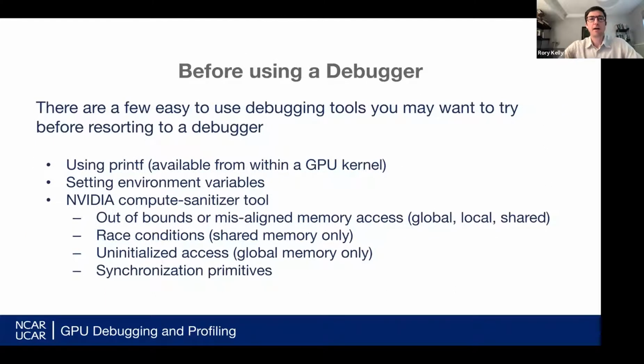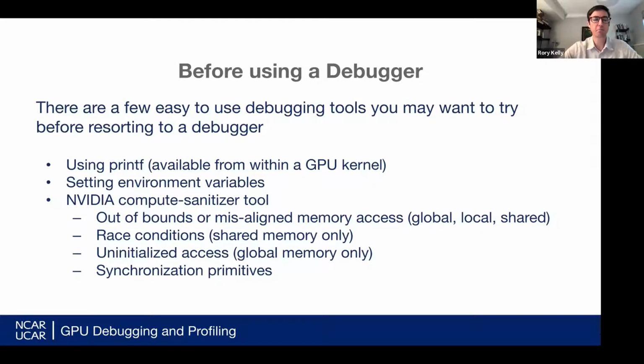Using a debugger, particularly in the context of debugging GPU code, I would say is not yet as seamless as debugging on the CPU side is. So particularly for GPU debugging, it's nice to try a few simpler tools before you go to the last resort step of really breaking out a debugger. So I'm going to start by talking about things you can do before you actually get a debugger out.